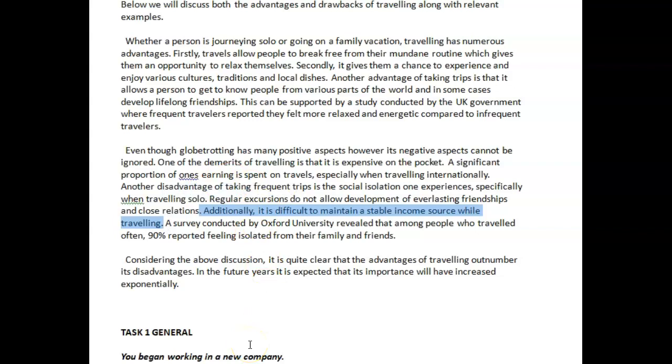Okay, so considering the above discussion, it's quite clear that the advantages of traveling outnumber its disadvantages. In the future years, it is expected that its importance will have increased. This is awkward. In the future, it is expected that its importance will increase exponentially. Okay, far more natural way of doing this. So, I mean, it's a nice essay. A lot of the language you used was good, but it did have those flaws that we talked about in terms of task achievement and in coherence and cohesion.